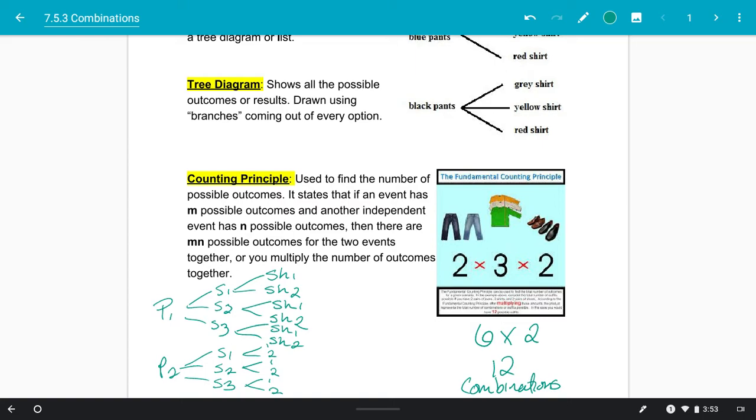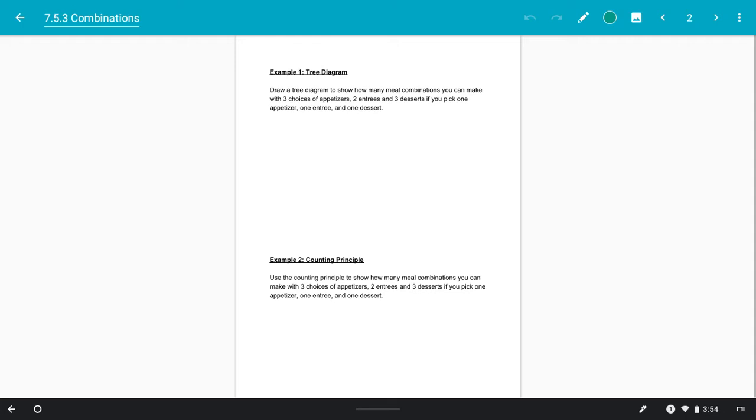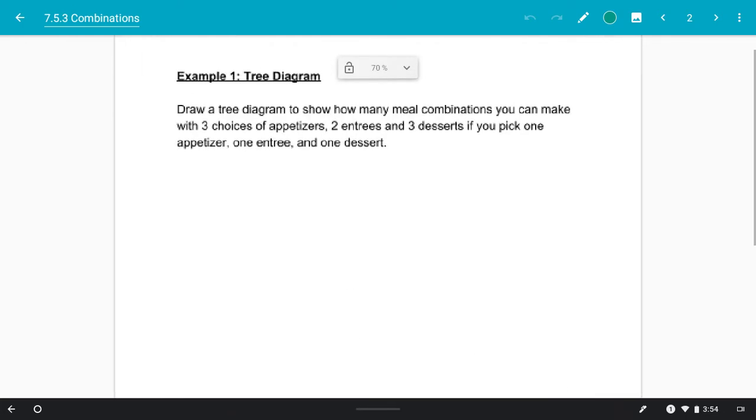Now, could I do a tree diagram? Absolutely. And that would be really nice if I wanted to see specifics of that combination of pants 1 with shirt 2 and shoes 3 or shoes 1, right? So I can see those specific combinations written out in the list, but if I want to know how many combinations, the counting principle is going to usually be a little bit quicker. All right, so let's look at some examples.